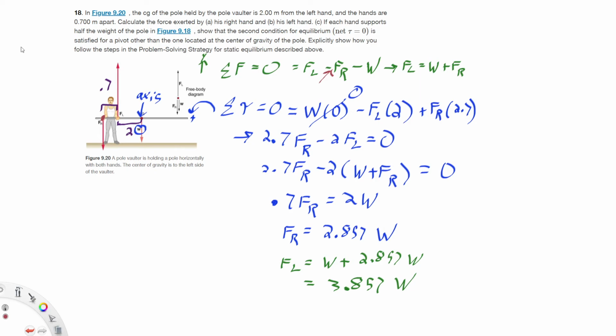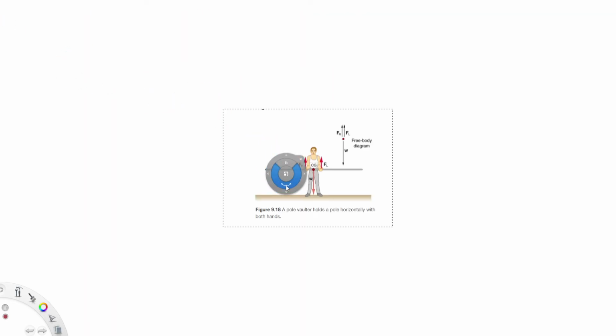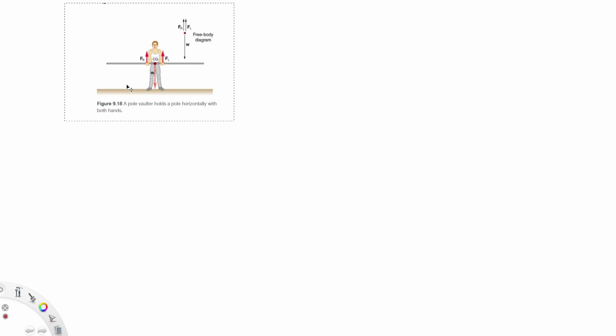Okay, so for part C, we have a slightly different diagram. And part C explicitly says, show that you don't have to use center of gravity as the axis of rotation. We did do part B, so parts A and B were left and right hand.